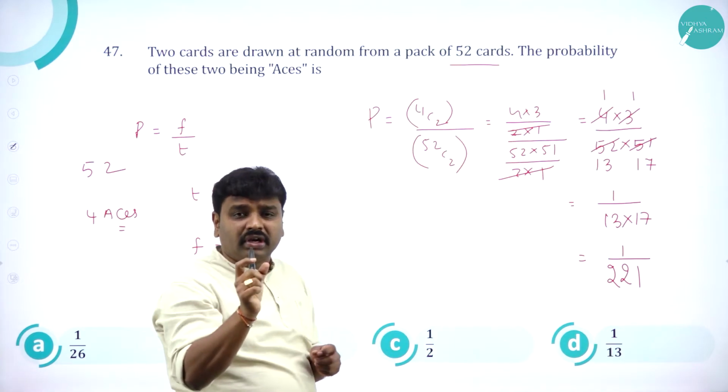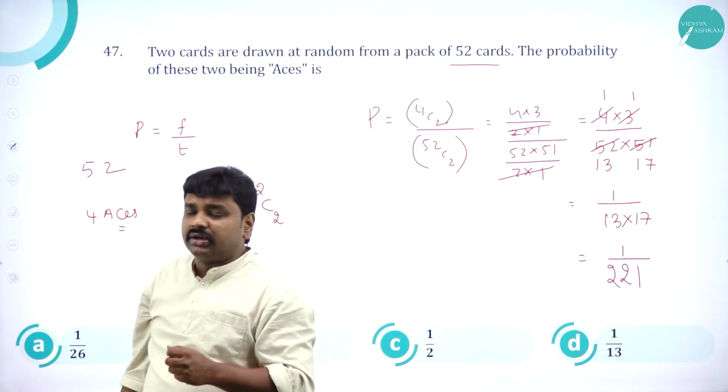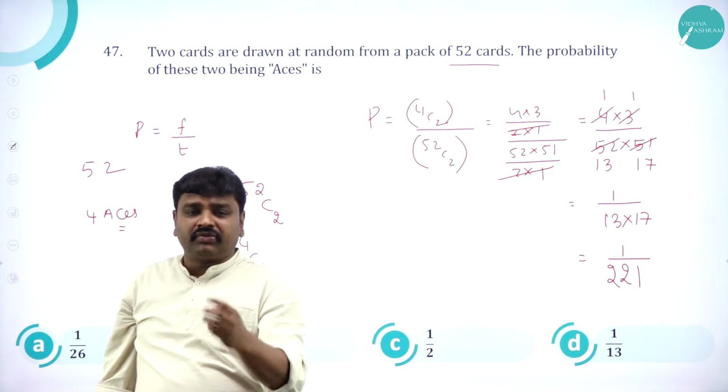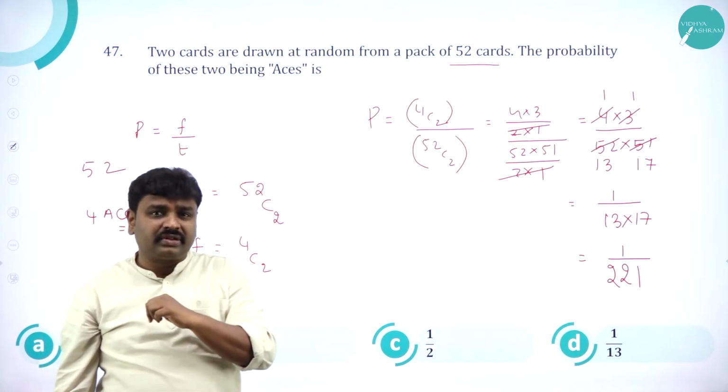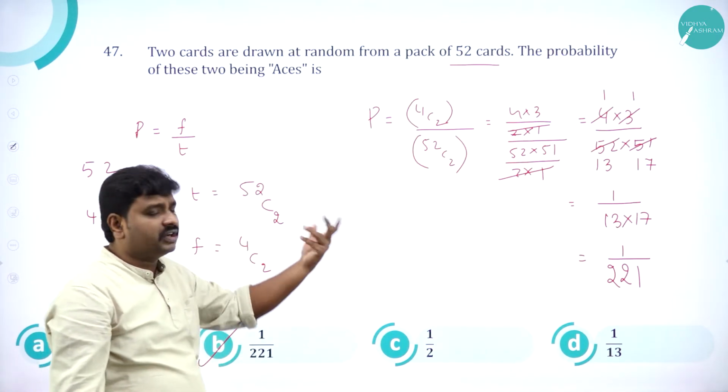So you should have knowledge of combination. So probability is what? Favorable by total. Out of 52 cards, two cards can be drawn in 52C2 ways. And favorable is what? You want to get two aces. So out of four aces, two aces can be drawn in 4C2 ways. Divide it, you'll get the answer.